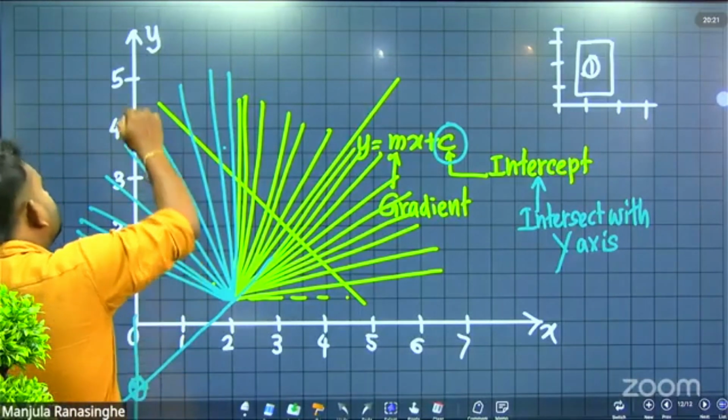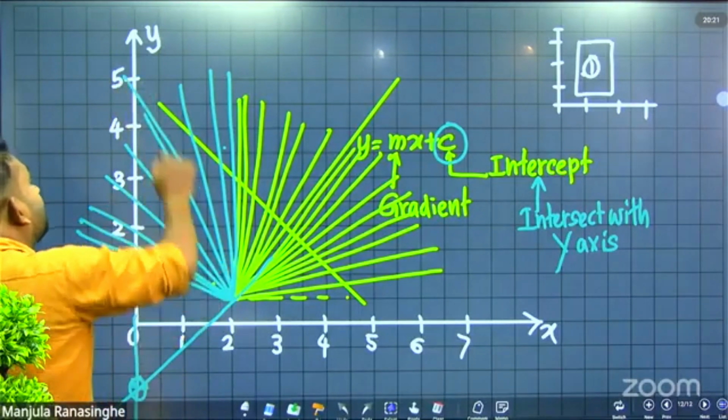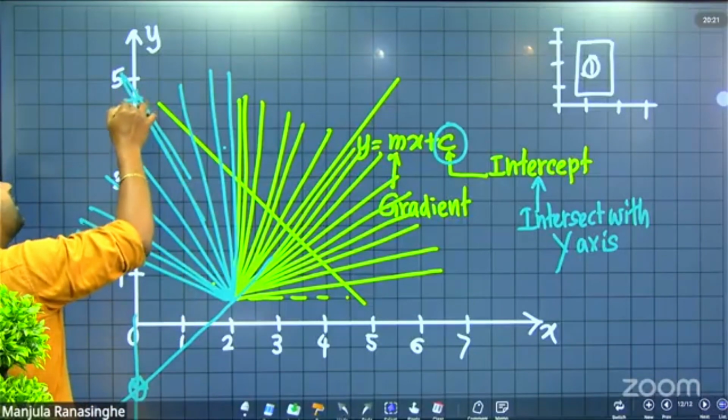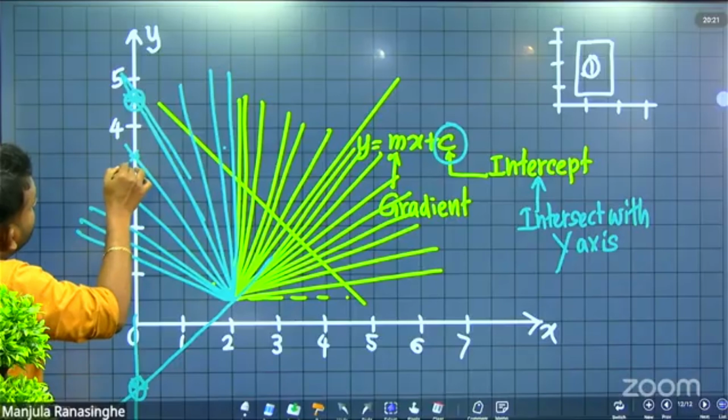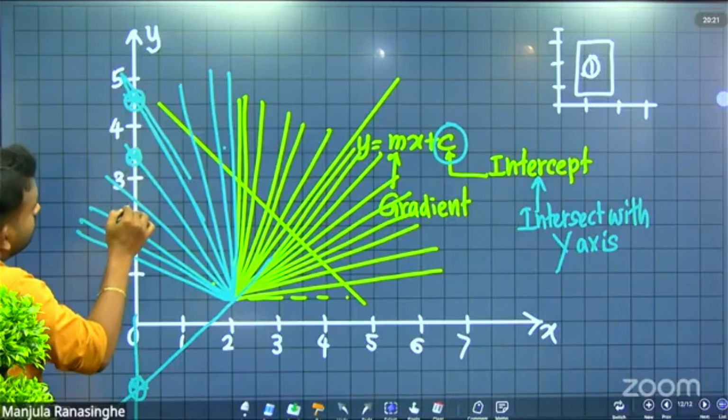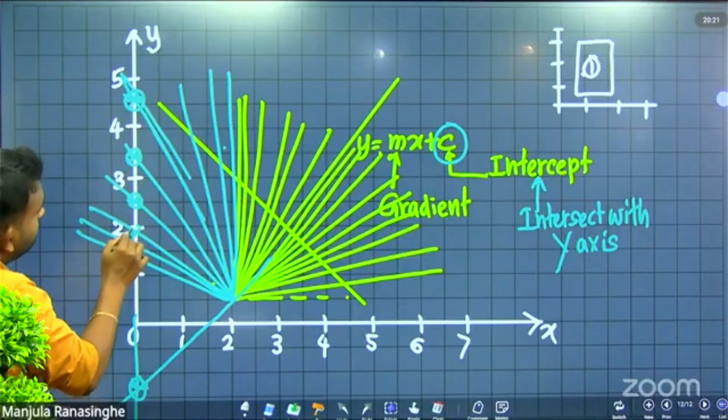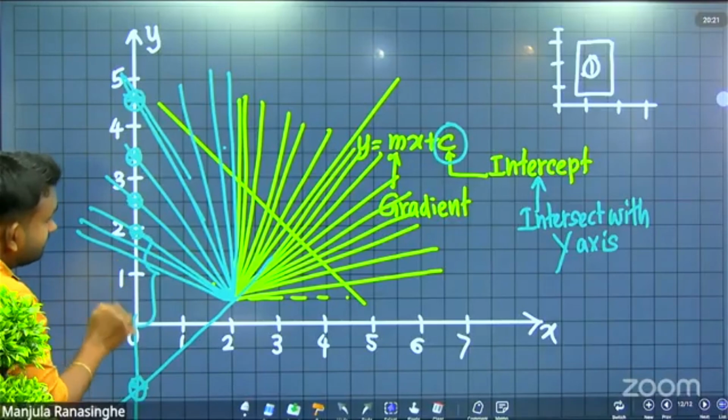You can see these blue color lines going here, right? Where they cut the y-axis, this is the intercept. The value where this graph cuts the y-axis is the intercept. So this is the intercept, this is the intercept. So this height you take as the intercept.